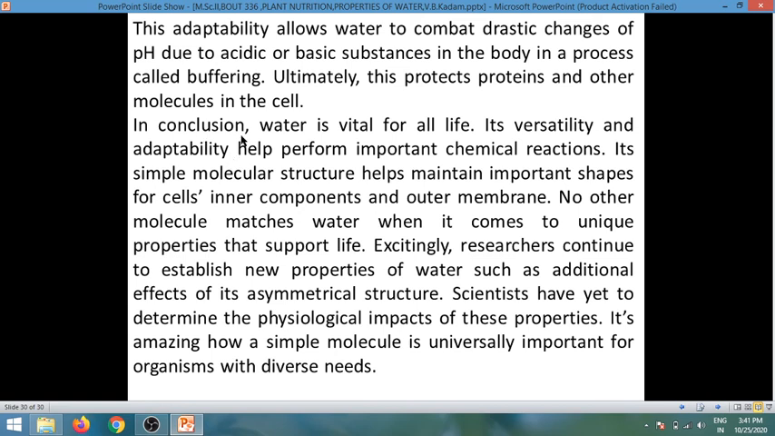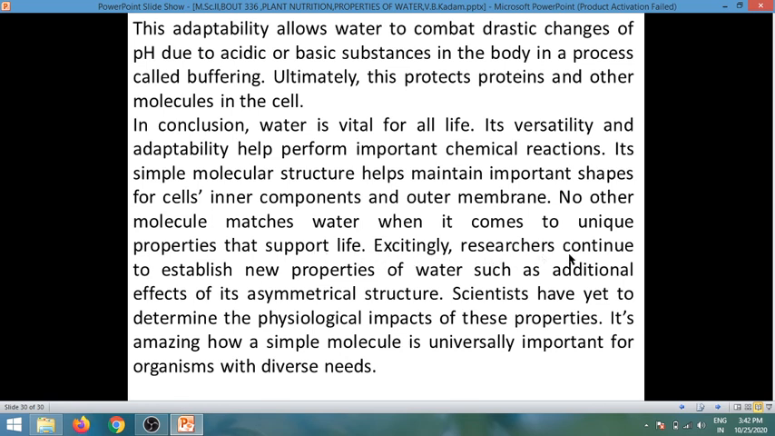In conclusion, water is vital for all life. Its versatility and adaptability help perform important chemical reactions. Its simple molecular structure helps maintain important shapes for cells, inner components and outer membrane. No other molecule matches water when it comes to unique properties that support life.